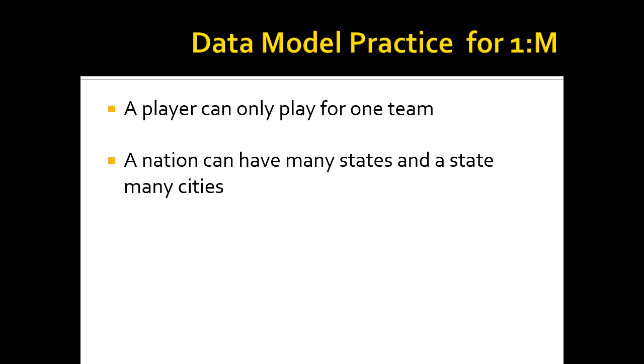So we could do more and more examples. A player can only play for one team, but a team has many players, right? So if I was going to draw that on the board, I could just draw one box for team, another box for player, listing attributes, and then my arrow would go between the two. Which side would have the crow's foot on it? Which gets the many side between team and player?